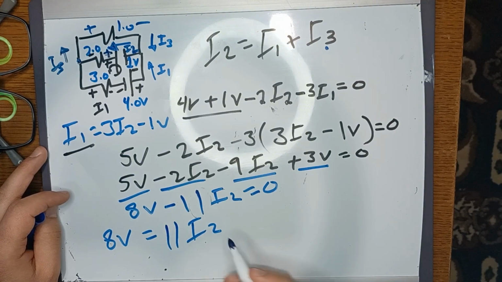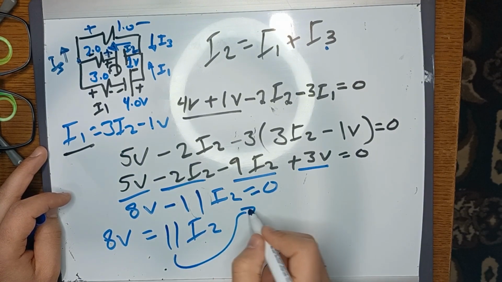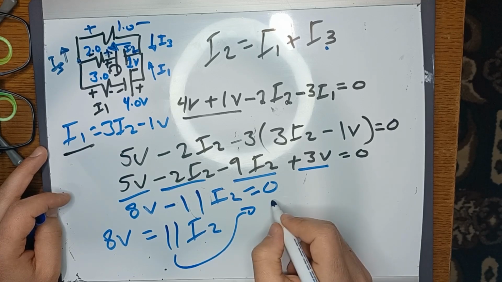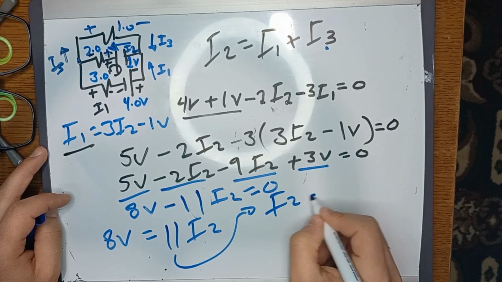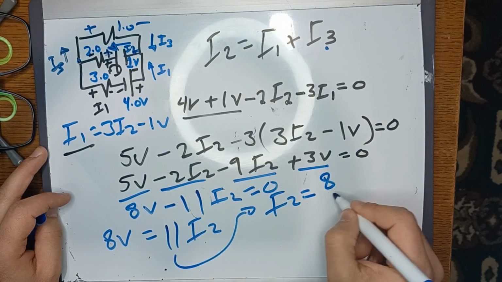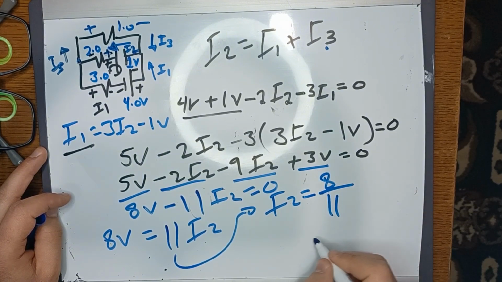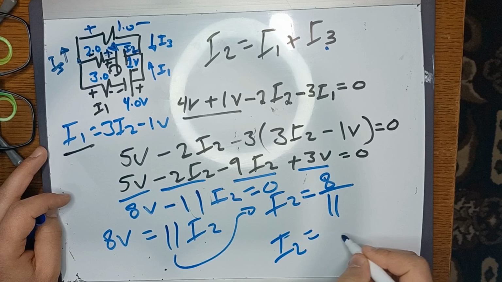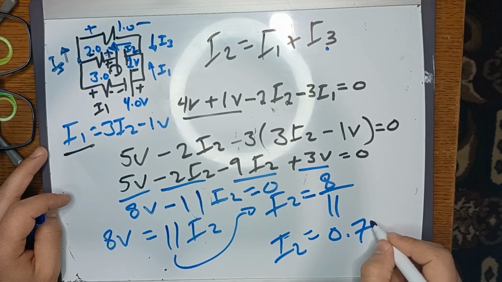Now I'll just solve for I2. I would have I2 equals 8 over 11, which is equal to 0.72, I think.